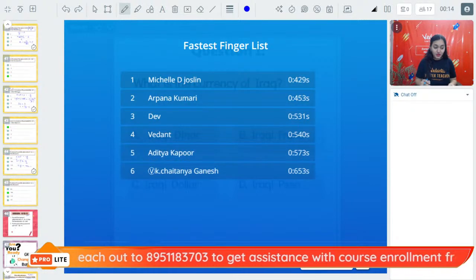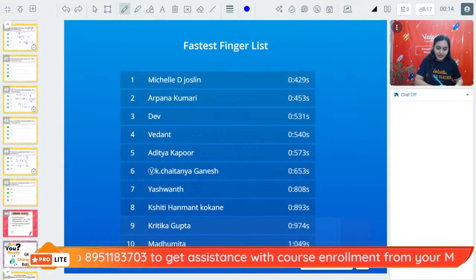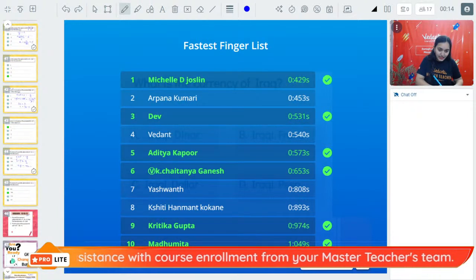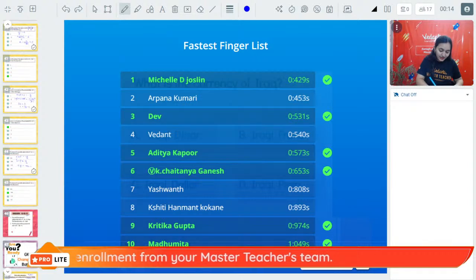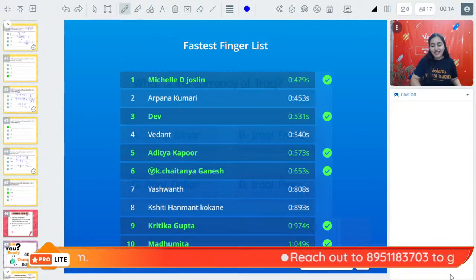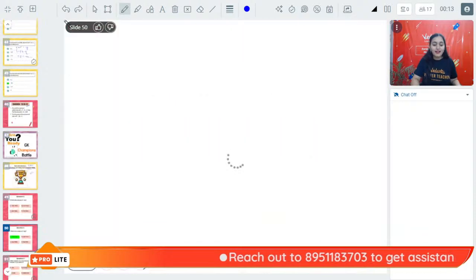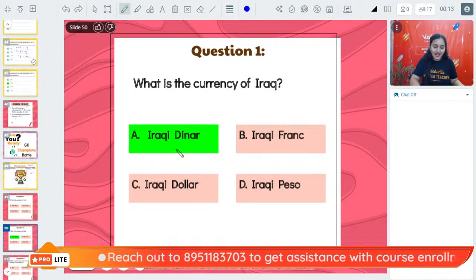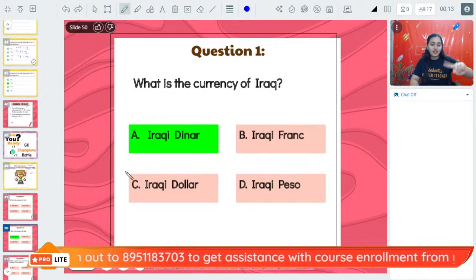Now I will just note down who all are answering it correctly. So we have Michelle, we have Dev, we have Aditya, we have Chaitanya, and Kritika and Madhumita. Chalo. Next question. Are you all ready? So what is the right answer? Iraqi dinar is the right answer. Ready for the next question?